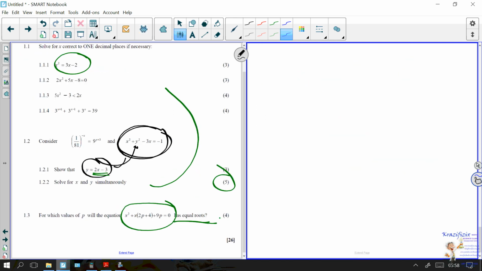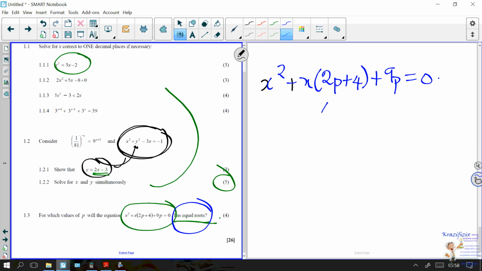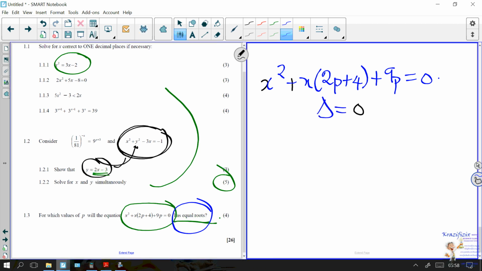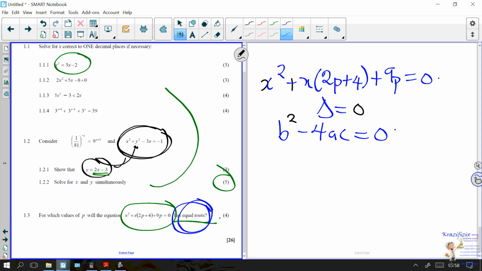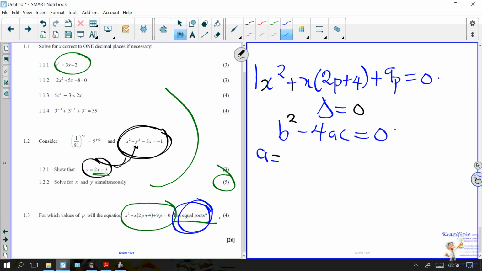Now this question says x squared plus (2p plus 4)x plus 9p equals 0 has equal roots. Automatically we're looking for where our discriminant is equal to 0, which is b squared minus 4ac must be equal to 0 for equal roots. What is my a? My a is 1. What is my b? My b is the coefficient of x, 2p plus 4. And what is my c? My c is 9p.